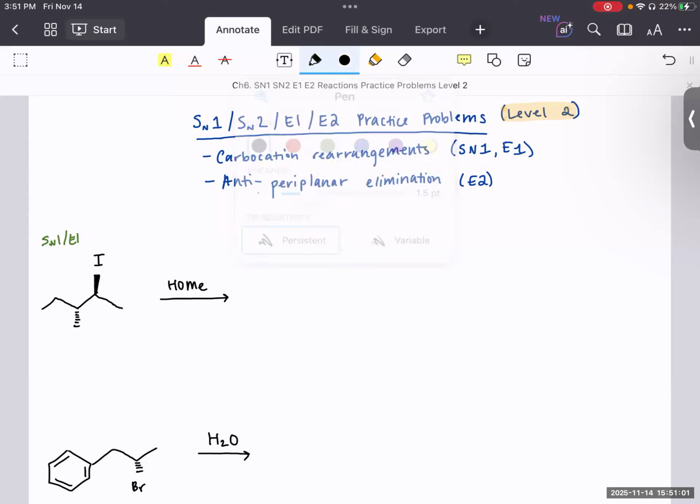And so to determine if we can get a carbocation rearrangement, we want to draw the intermediate that forms when we have that iodine leave. And so I'll draw out that carbocation here. And so here, the next step of what we want to do is determine what type of carbocation we have. And so here we can see we have a secondary carbocation. And so whenever we have a secondary carbocation, we want to pause and see if we can get a rearrangement that would let that secondary one become a tertiary one.